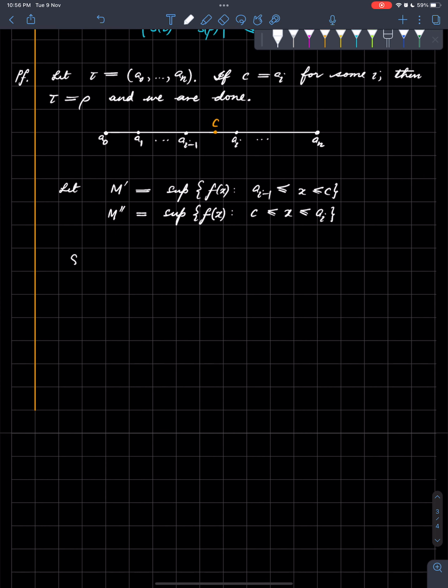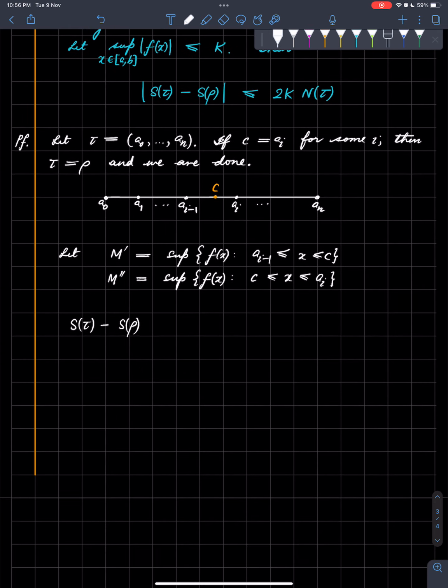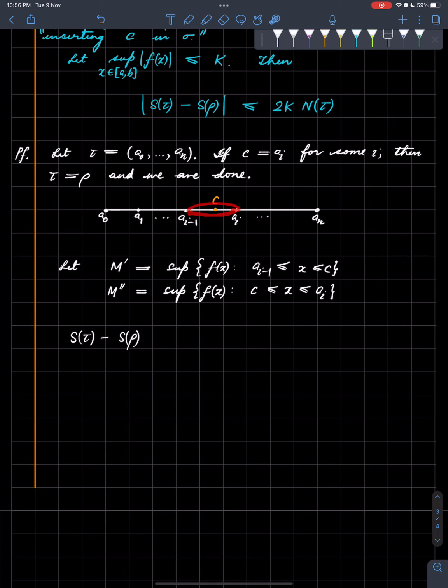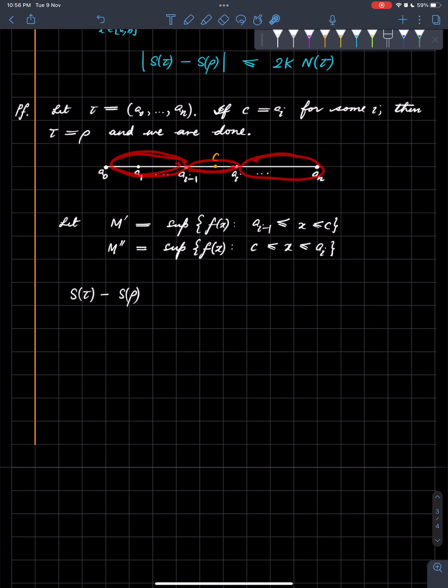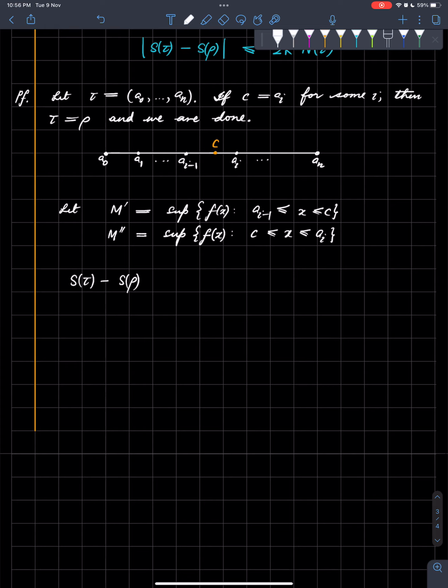So here is what we want to estimate, s tau minus s rho. This is what we want to estimate. But note that all the action is happening here. In this region and in that region, tau and rho are exactly the same. I mean, they behave exactly the same way. So we just need to make sure that we understand what I am going to write next. So this is equal to Mi times ai minus ai minus 1, minus m prime times c minus ai minus 1, plus m double prime times ai minus c.